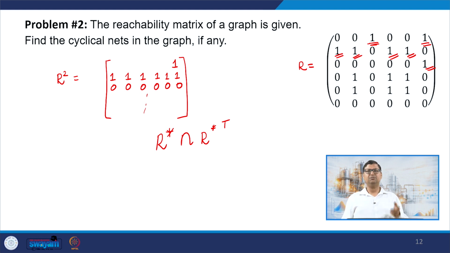So step 1, we compute R square, R cube, R4, and so on. I have just shown a few steps of how to do the computation, right? And then we will see whether it is vanishing or not. If it does, it's acyclic. If it doesn't, then it can be cyclic, and it is cyclic. And then we compute R star. We see when the R starts to repeat, and then we stop. And then R star intersection R star transpose gives me the information regarding cyclical nets.